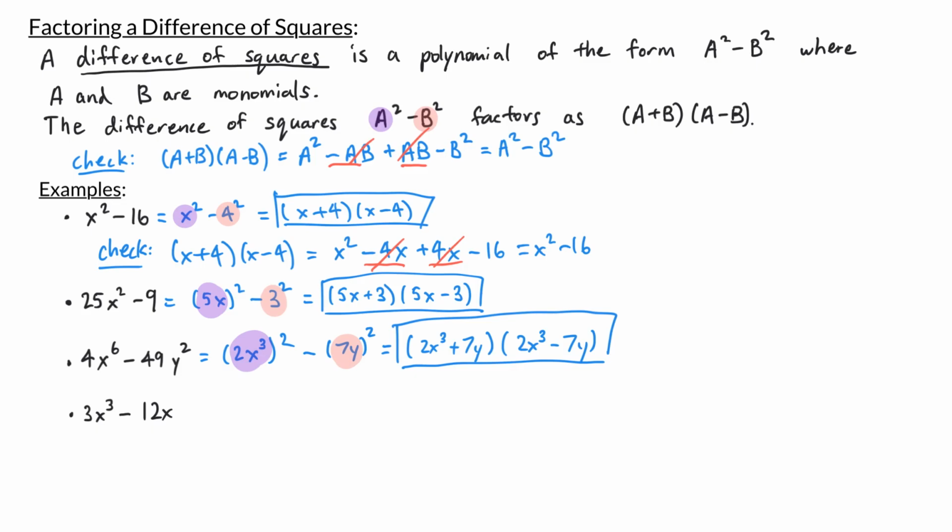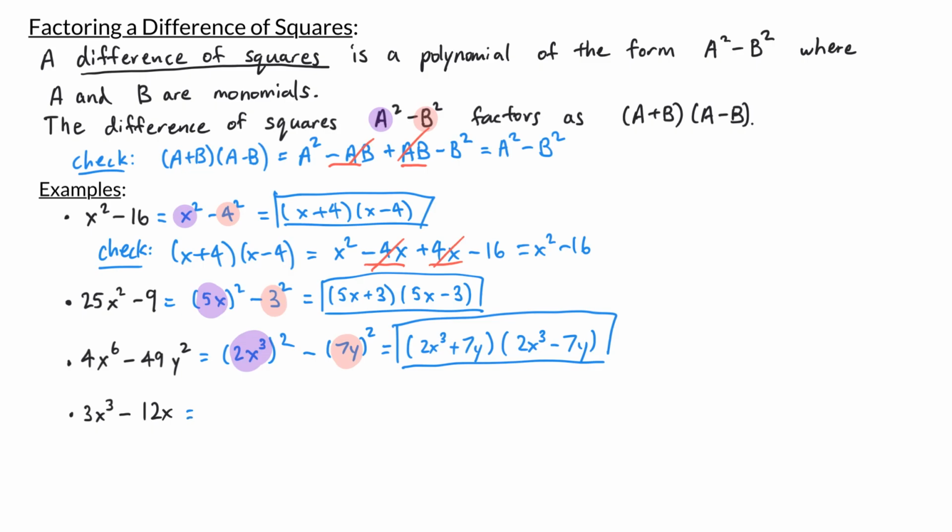The last example we'll look at is 3x cubed minus 12x. Looking at these terms, it does not seem like we have a difference of squares. 3x cubed is not a square, and 12x is not a square either. But there's something that we can do. Whenever you're trying to factor a polynomial, a good first step is to look at each of the terms and determine if there are any common factors.